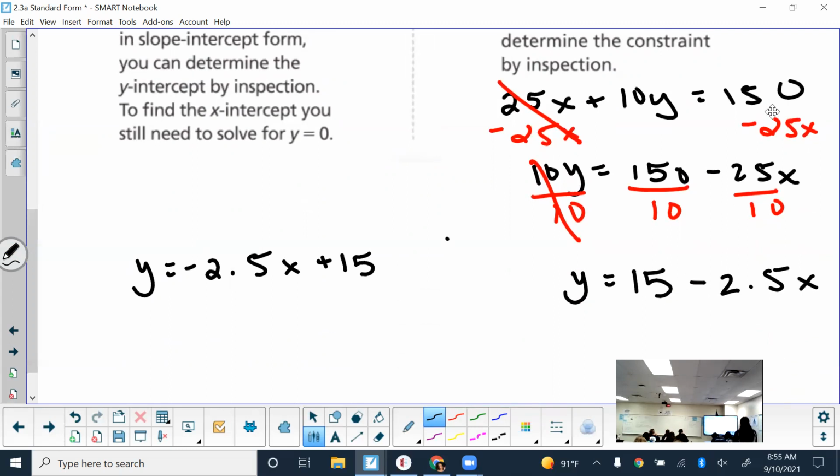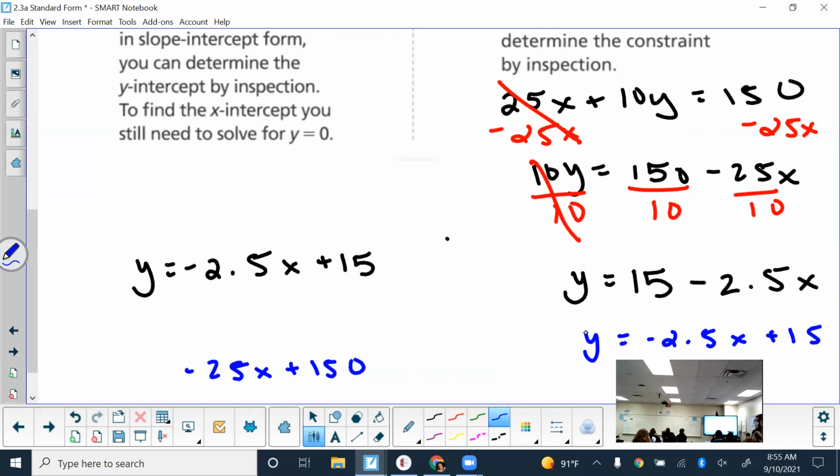Normally at this step, when you are rewriting them, I'll usually tell my students to write it as negative 25x plus 150, just so that it looks more like slope-intercept. You're not changing the signs of either of them. The 25 is still negative, the 150 is still positive. We're just changing the order. So if I change this order, now it's exactly the same. And that's what we're going to be doing today. Any questions?